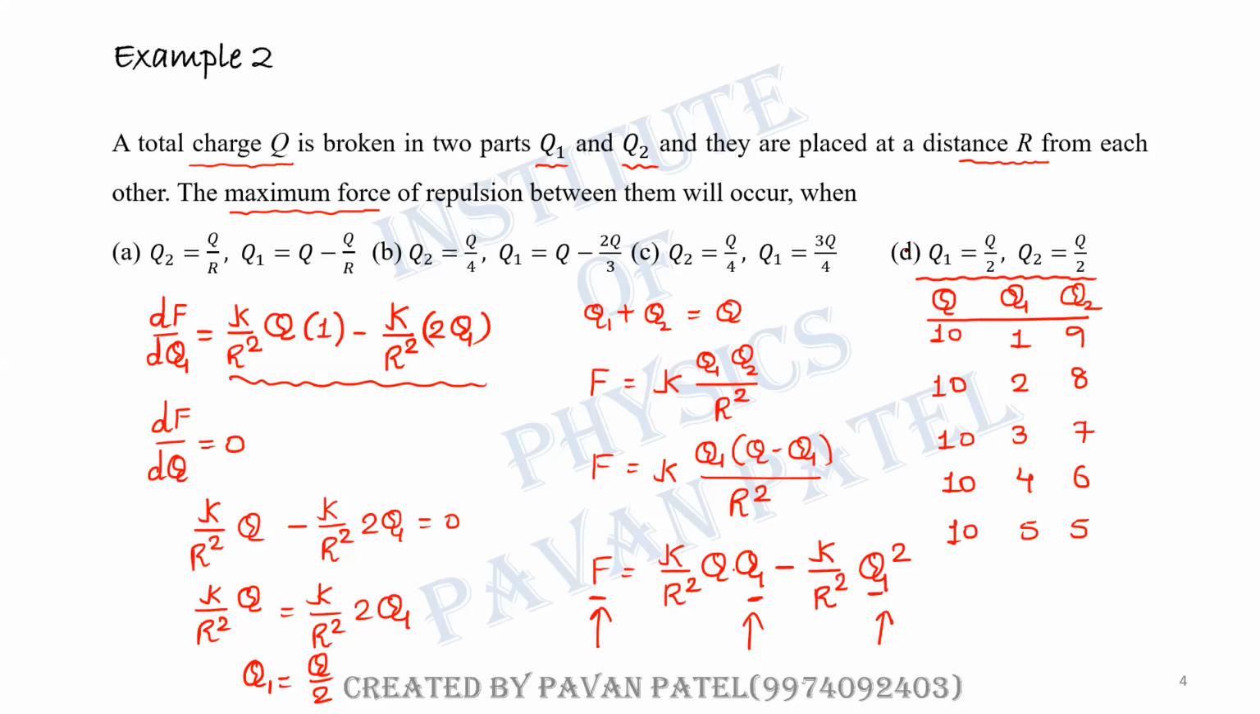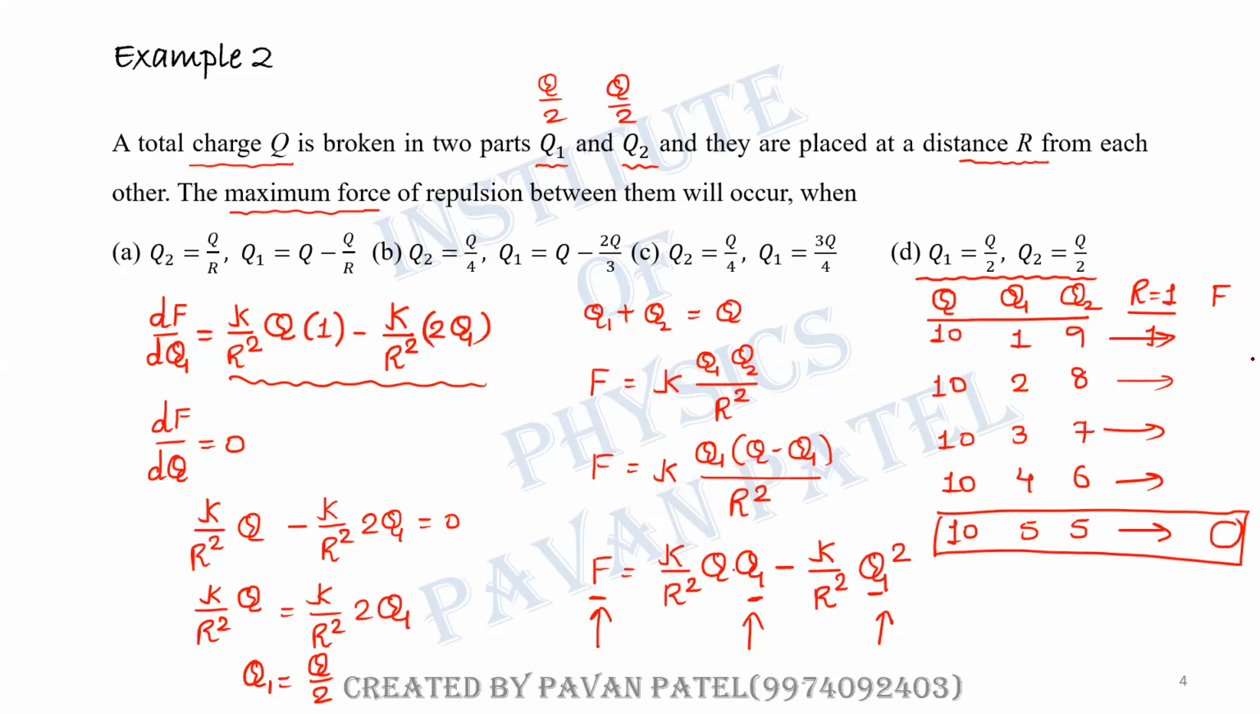When Q is broken into two parts, each of Q by 2, Q by 2, the force will be maximum. So if you calculate, consider Q as a 10 value. This is just an example. Q1 is 1 and Q2 is 9. Say R is equal to 1 meter, just to take a value to check. Calculate the force F for the first, second, third, fourth, and fifth options. You will see that for the fifth option, the value of force will be maximum.